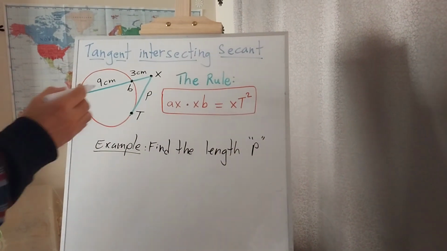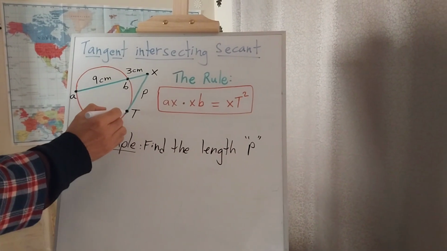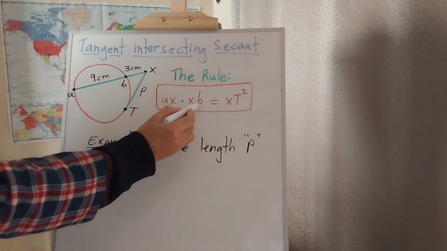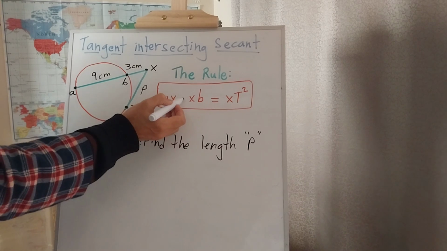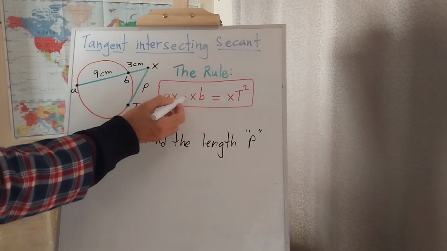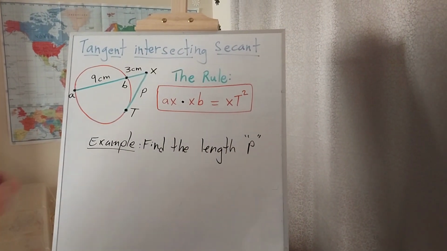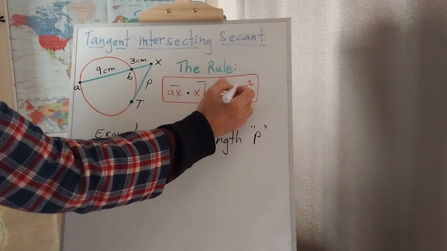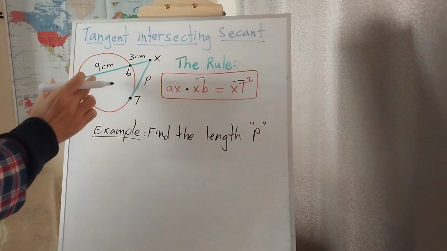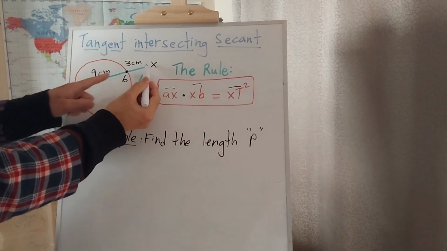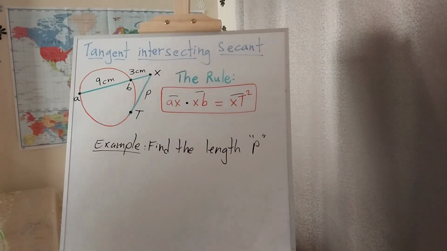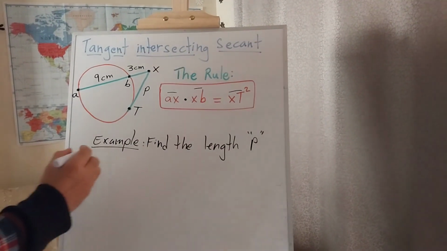Tangent means a line outside the circle which touches only one point on the circumference. The rule is AX times XB is equal to XT squared. I'm putting a dot in place of times so that we don't get confused between X and the multiplication sign. We can put bars on top to indicate that they mean the line segment. So AX multiplied by XB should be equal to the square of XT. So let's start with the formula.